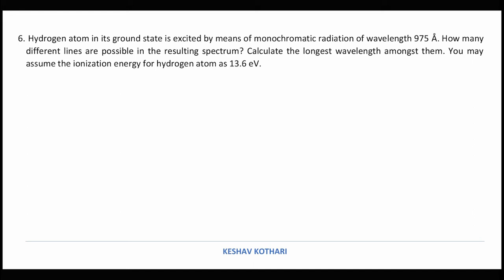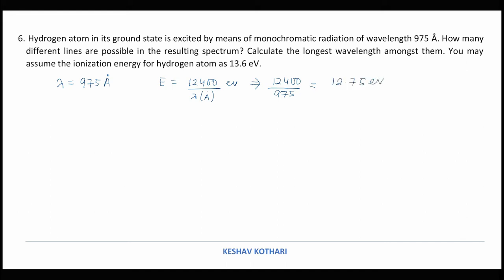So for this problem, the first thing that we are doing is we are given that monochromatic radiation of wavelength 975 angstrom is the reason behind the excitation of a hydrogen atom which was initially in its ground state. So I can calculate the energy equivalent to this wavelength, which is going to be 12400 by wavelength in angstrom. So the value will be obtained in electron volt. So if we do the calculation, we can write it as 12400 by 975. So we obtain a value equal to 12.75 electron volt.